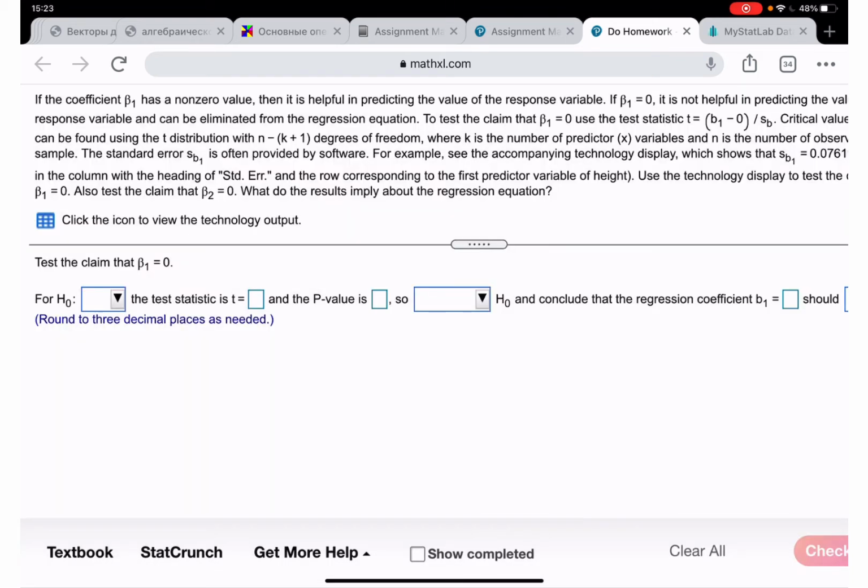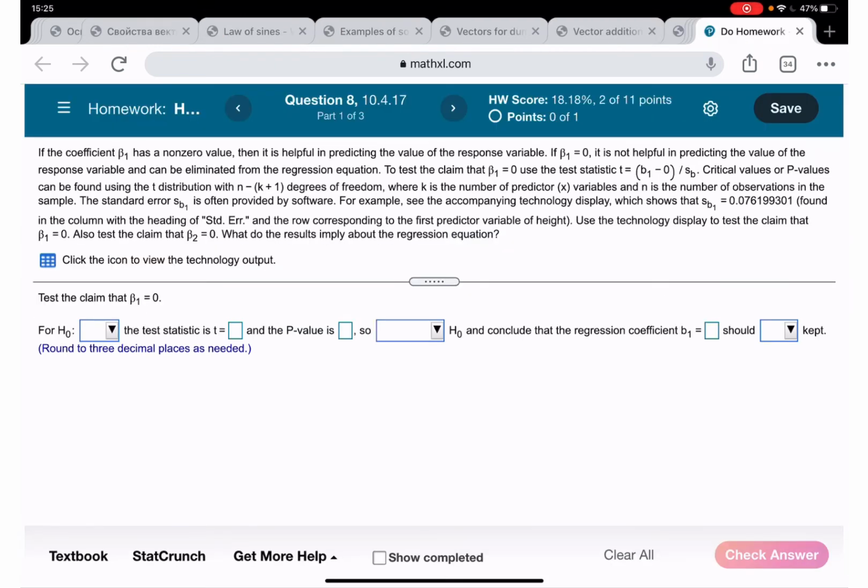Okay, what do we have here? We are going to test the claim B1 is equal 0. If the coefficient B1 has a non-zero value, then it is helpful in predicting the value of the response variable. If B1 is 0, it is not helpful in predicting the value of the response variable and can be eliminated from the regression equation.